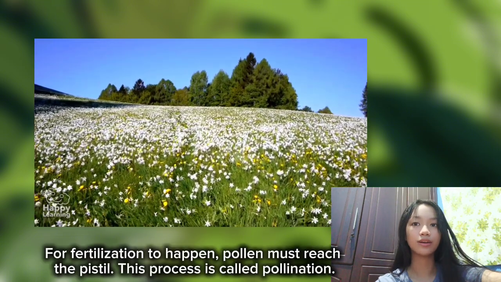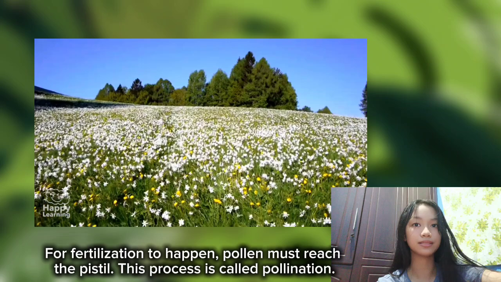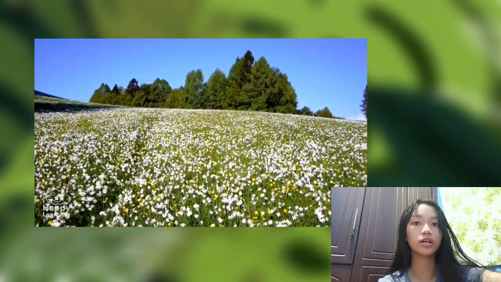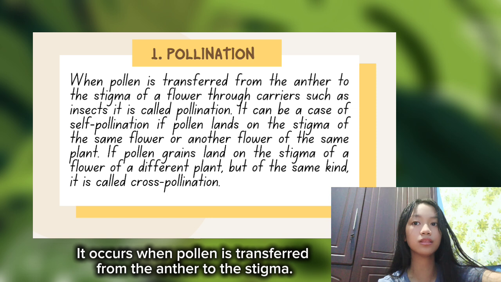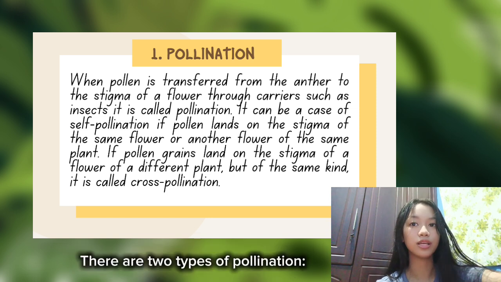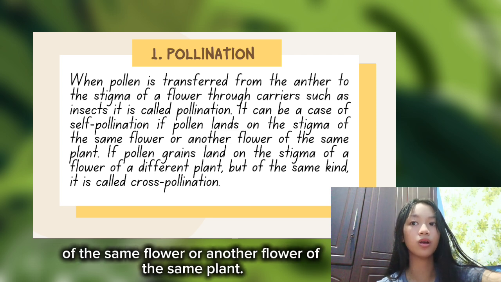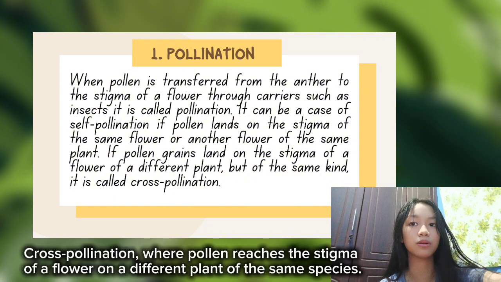For fertilization to happen, pollen must reach the pistil. This process is called pollination. It occurs when pollen is transferred from the anther to the stigma. There are two types of pollination. First we have self-pollination, wherein the pollen lands on the stigma of the same flower or another flower of the same plant. And then we have cross-pollination, wherein the pollen reaches the stigma of a flower on a different plant of the same species.